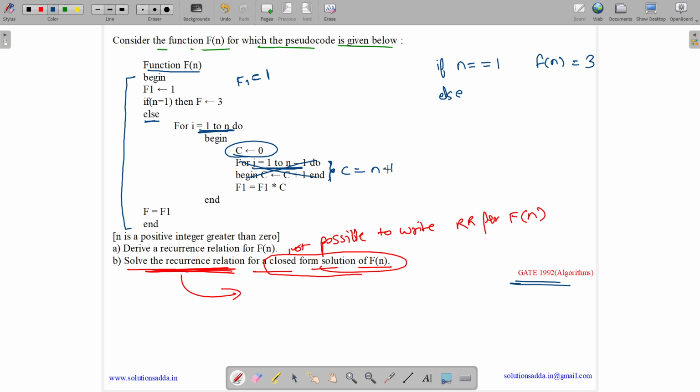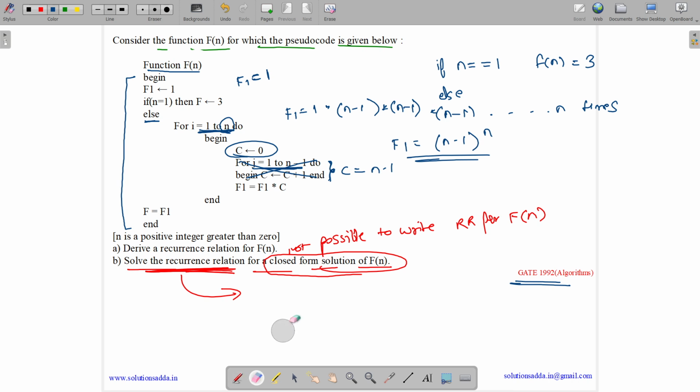And after this, what we are doing? We are just multiplying f1 by c. So in one iteration, what we are doing? We are having a value of f1 as 1. We are multiplying it by c, n minus 1. Okay, c is n minus 1. Then the next iteration, again we are calculating c to be n minus 1. Then we are again multiplying it with f1. So this gets multiplied with n minus 1. How many times? N times, as this loop is running n times. Okay, so what is the value of f1? f1 will have a value n minus 1 to the power n.